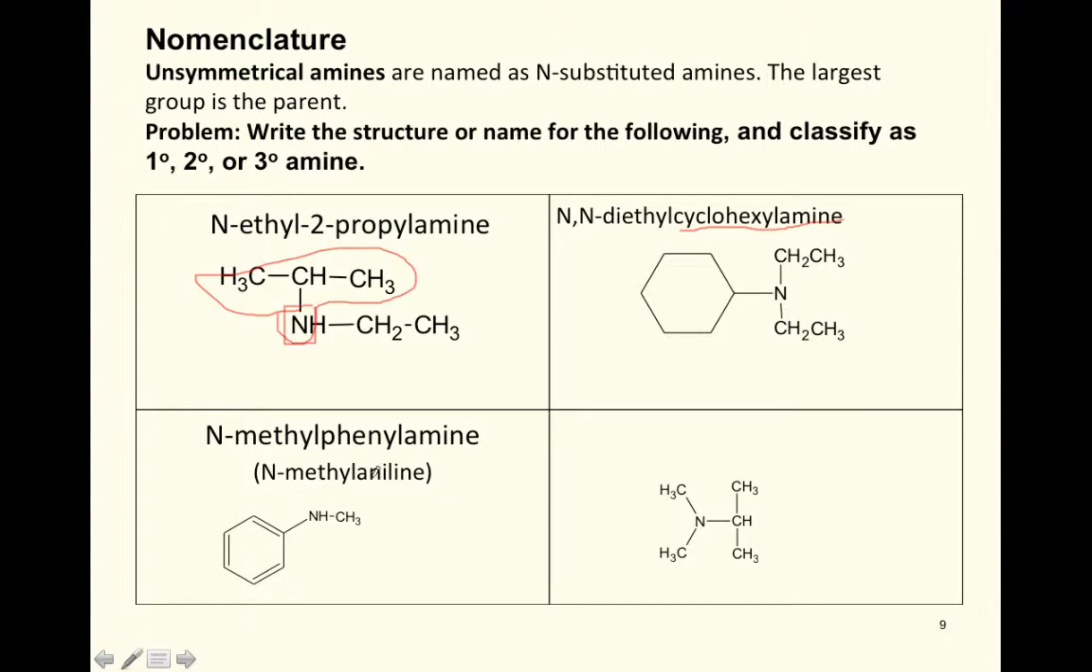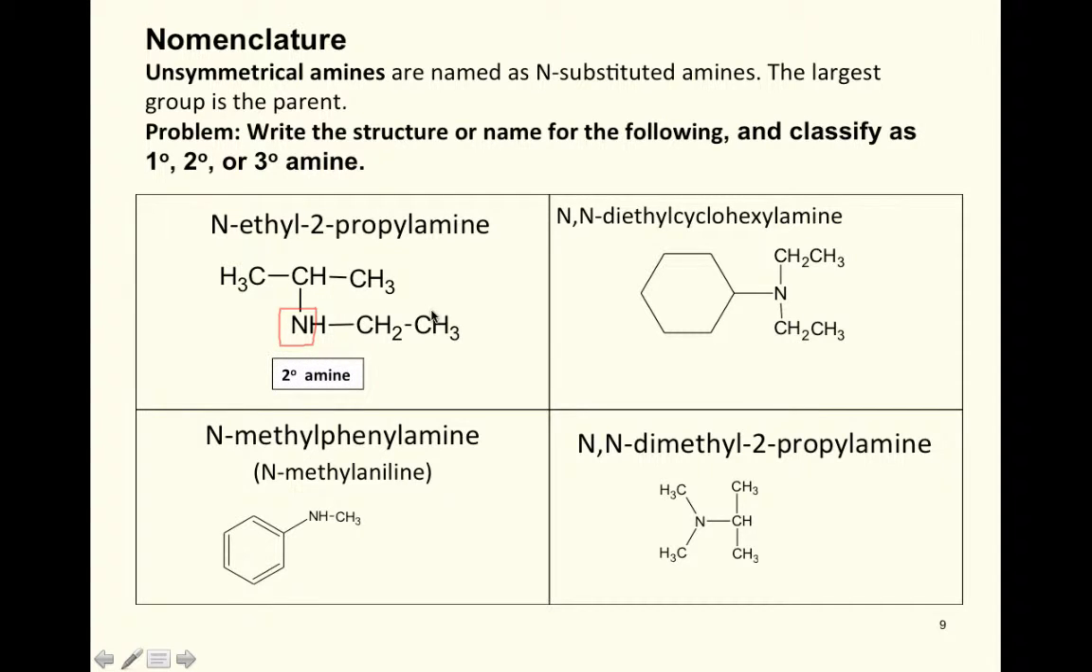When we have a nitrogen on a benzene ring, that's known as an aniline, and we also have a methyl group coming off the nitrogen, N-methylphenylamine or N-methylaniline. For this last one, here's our nitrogen. We have 3 R groups coming off of it. The largest R group would be this group here, so this is our parent. The nitrogen is coming off carbon number 2. N,N-dimethyl 2-propylamine.